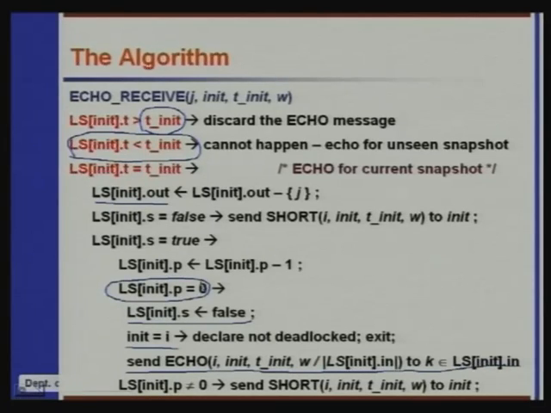And if you see that this p is not equal to 0, that means that it still has to wait for some more nodes to release their resources, it has not got all the echoes, then for this echo, whatever weight it got, it will send it to init through the short message. Okay. So, only the last of these will go through the echo, the last weight will go through the echo, all the previous weights whatever it gets will be sent to the initiator through short.